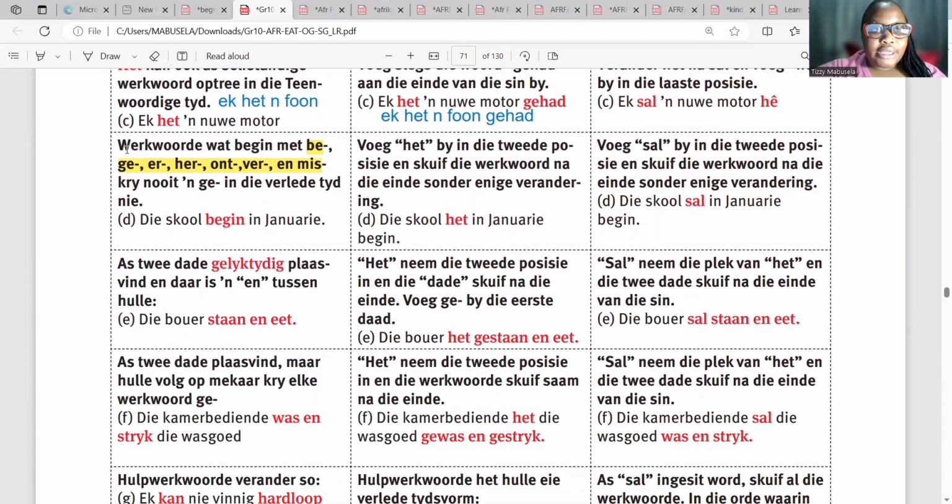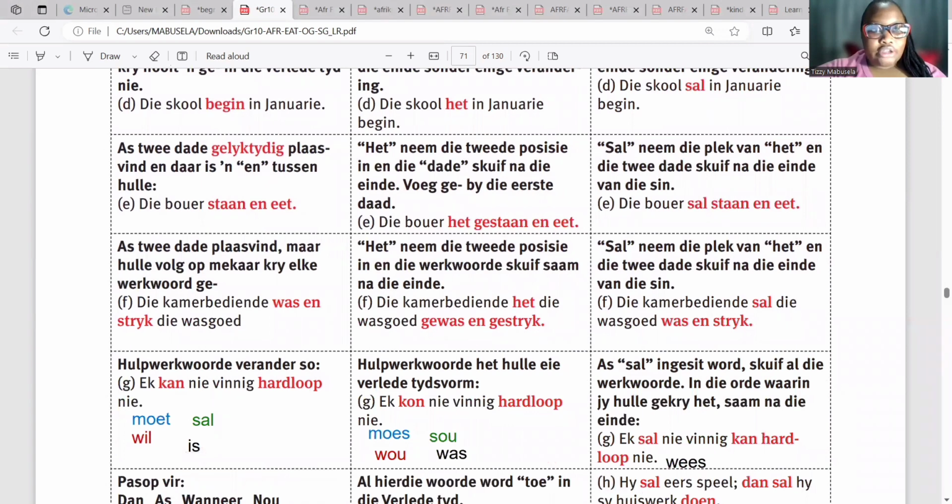If a word starts with be, ge, her, ont, ver, and mis, we do not add anything when it goes to the past tense. So the rest stays the same, that, okay, the verb is next to the onderwerp in the present tense, and then in the future tense, it goes to the end of the sentence and we add sal. But when we are in the past tense, we do not add ge to the word. Okay, so those 6 prefixes are important for you to know when we are working with tenses. Okay, so let's go to the next one.